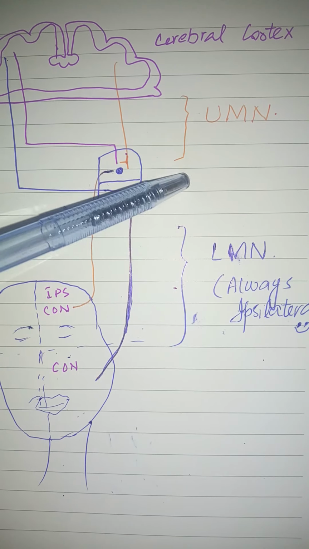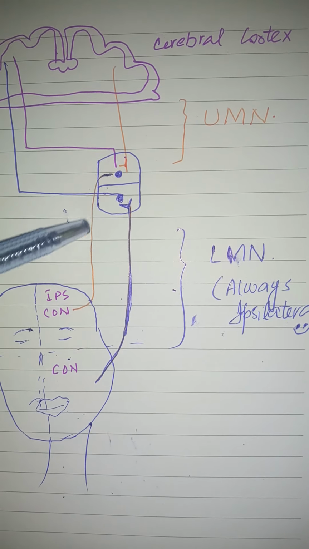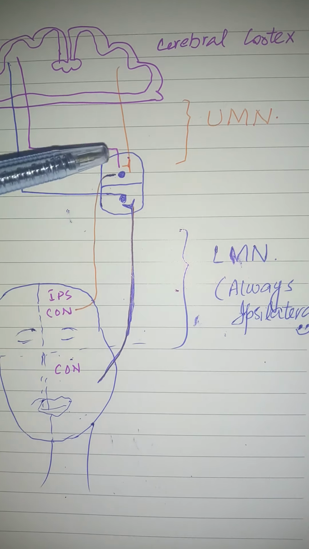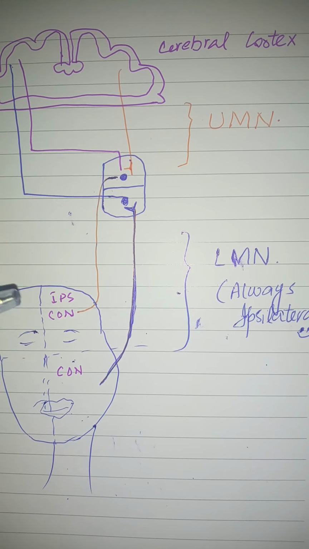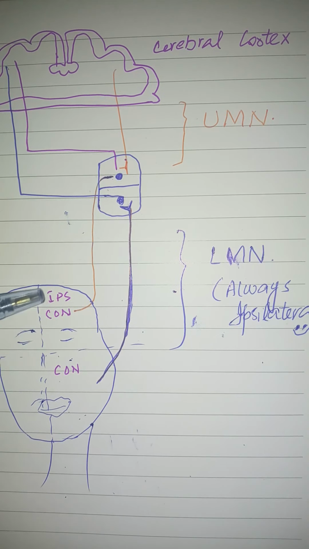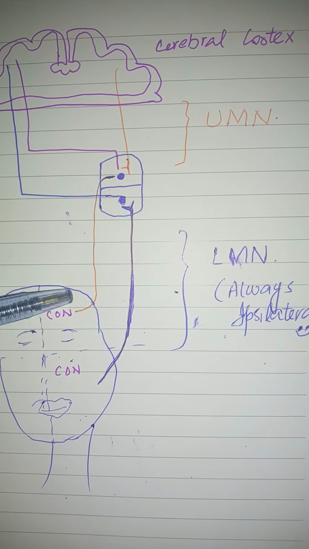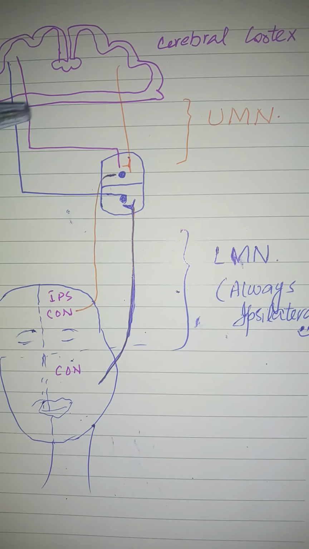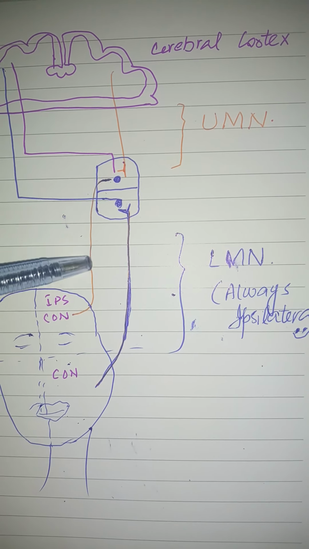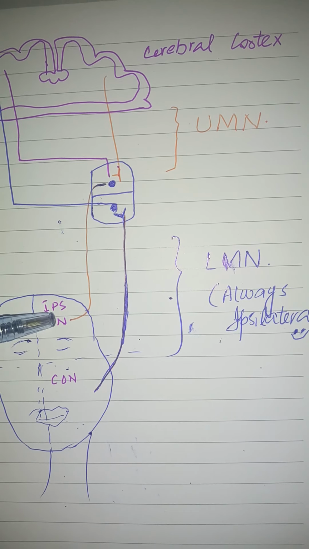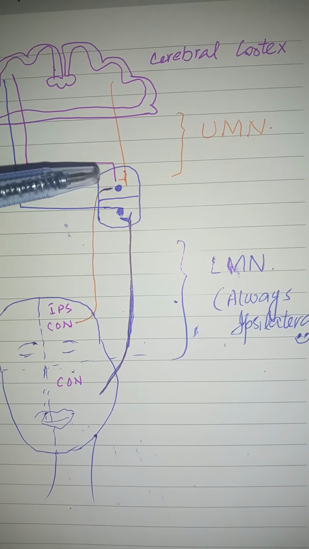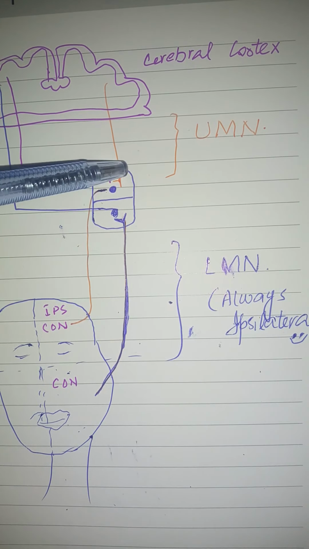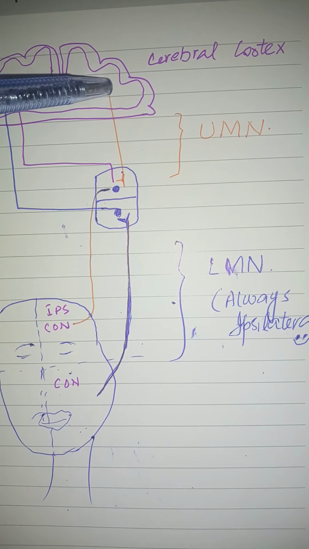Now talking about the upper motor neuron. First of all, you have to see which part is innervated by which nerve. Now this is the upper part of the face, and this is the lower part of the face. The upper part of the face is getting the nerves from both the sides. Let's look at this nerve only, which is supplying the upper part of the face. This nerve is getting the connection from both the cerebral hemispheres, or from both the sides.